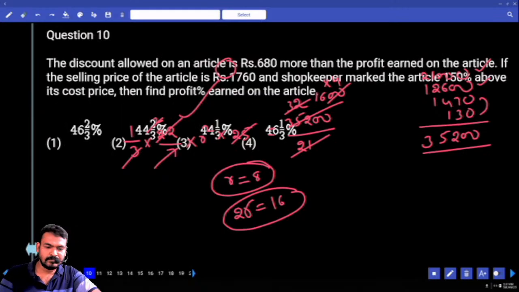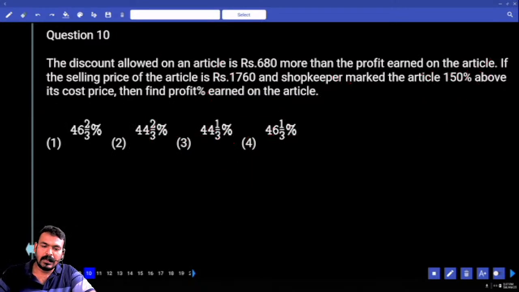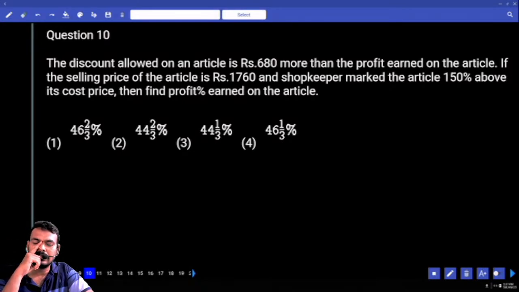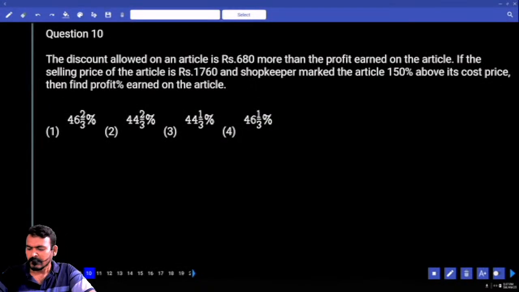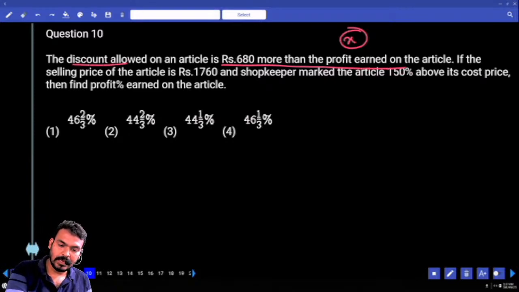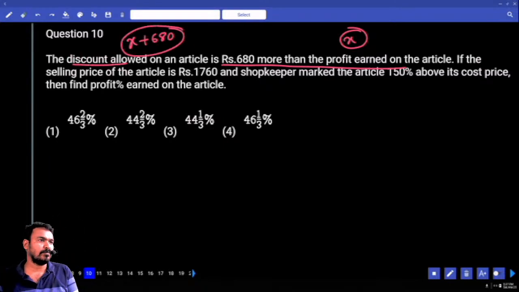Next question number 10. The discount allowed on an article is 680 more than the profit earned on the article. If the selling price of the article is 1760, the shopkeeper marked the article 150% above the cost price. Then find the profit earned on the article. Discount is 680 more than which one? Profit. Suppose the profit value I consider x, then discount value x plus 680.